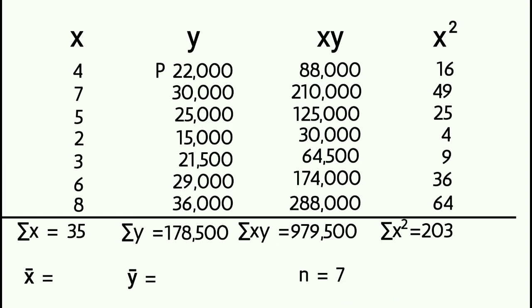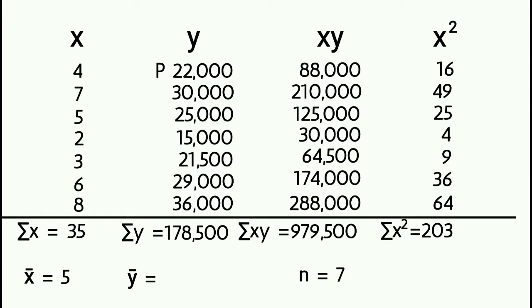Next, x bar or mean of x. Ang ibig sabihin ng mean, average. Therefore, para makuha yung average or mean of x or x bar, kailangan nating i-divide yung 35 sa number of observations. Kailangan nating i-divide yung 35 sa 7. 35 divided by 7, that is equal to 5.